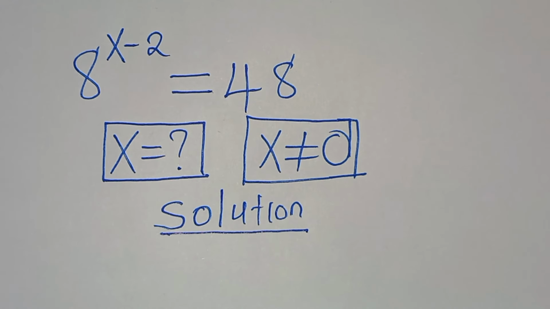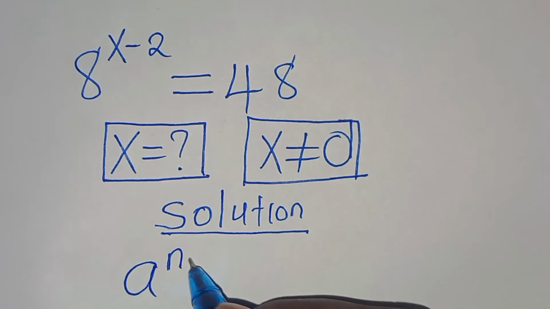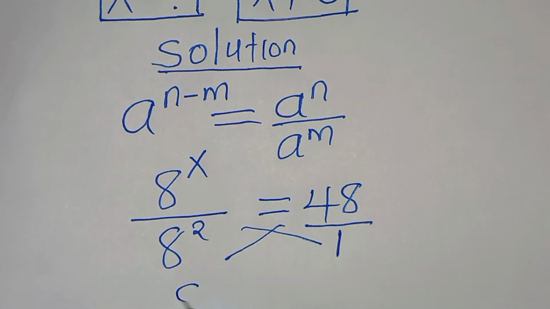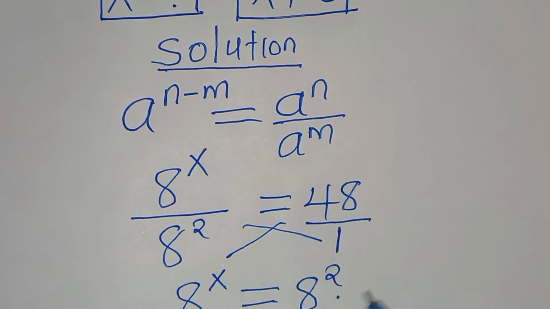Now, the first thing to note here, this exponential equation is in the form of a to the power of n minus m, and this can be expressed as a to the power of n divided by a to the power of m. Applying this property, then we have 8 to the power of x divided by 8 to the power of 2 equal to 48. Now, since 48 is our number, this is over 1. So the first thing here is to cross multiply so that we have 8 to the power of x times 1 equal to 8 to the power of 2, then times 48.